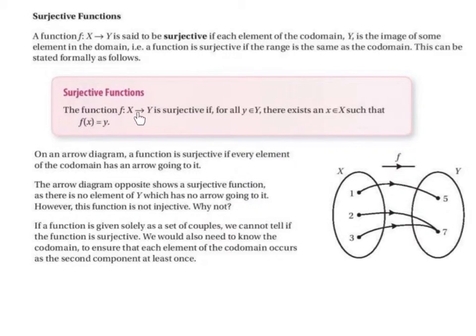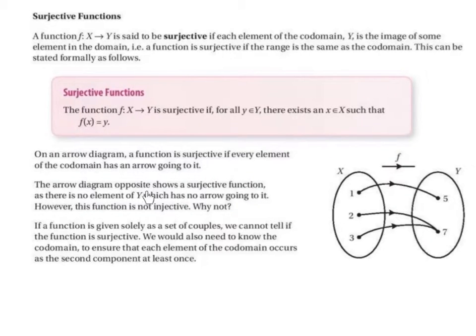The function f(x) = y is surjective if, for all y that is an element of Y, there exists an x that is an element of X such that f(x) is equal to y. On an arrow diagram, a function is surjective if every element of the codomain has an arrow going to it.